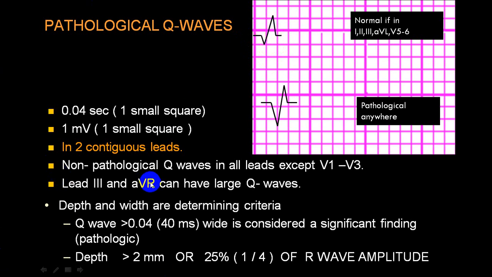Lead 3 and AVR can have a large Q wave, but that is taken as normal. So depth, that is amplitude, more than 0.04 second is considered significant and pathological. That is, depth more than 2 millimeter in height is considered pathological, or 25% of the R wave, or 1/4 of the R wave amplitude, is also considered pathological.